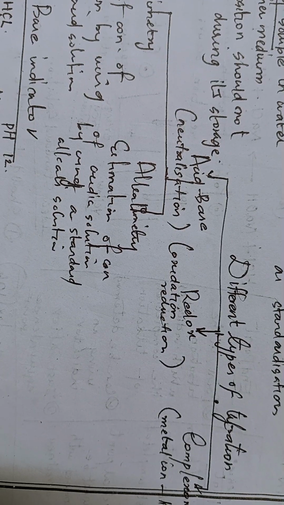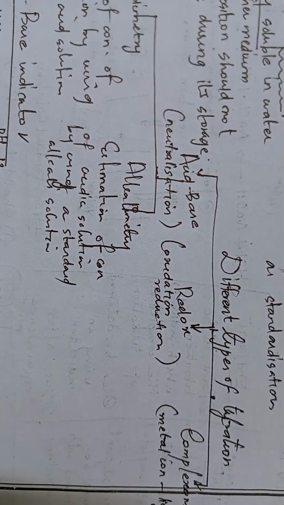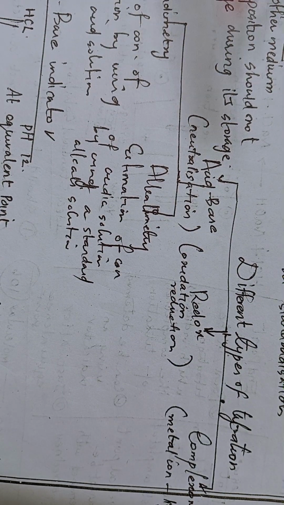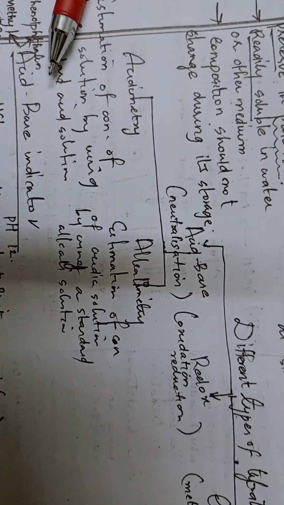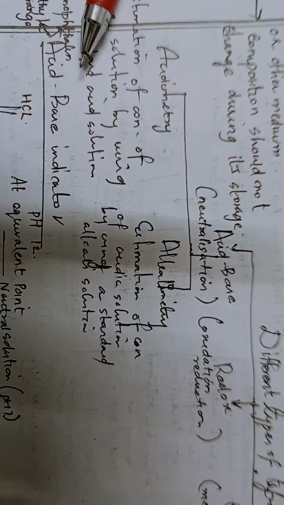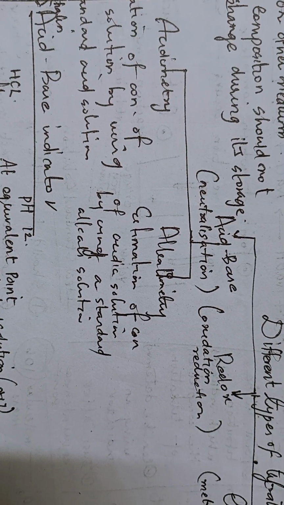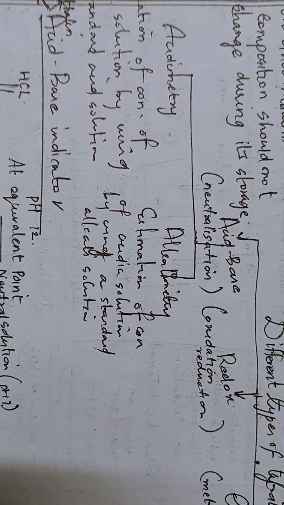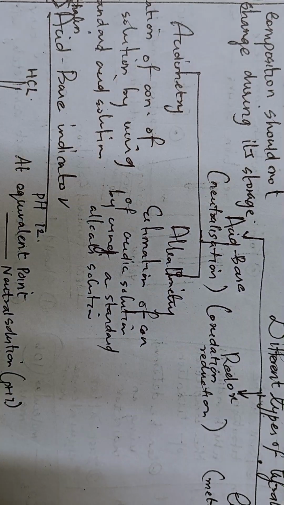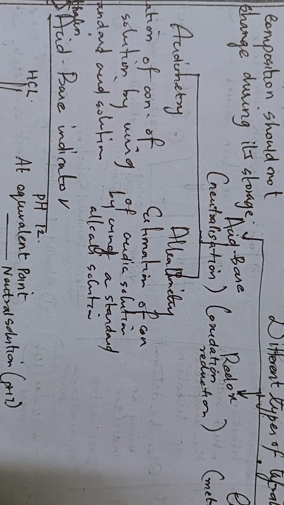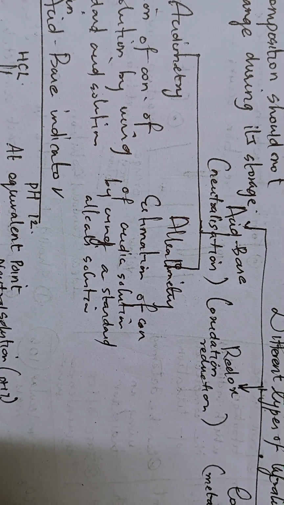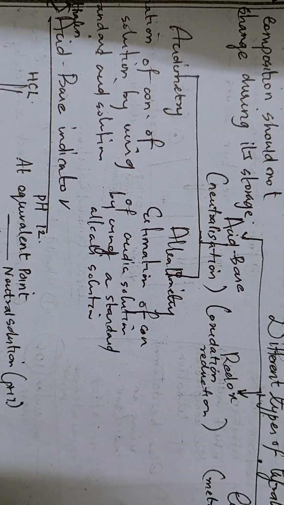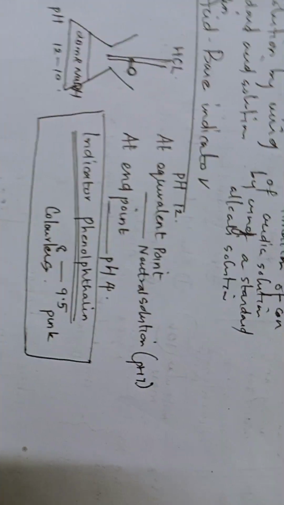So what is neutralization titration or acid base titration? We will discuss that first. Coming to neutralization titration, we have acidimetry and alkalimetry. So what is acidimetry and what is alkalimetry? Acidimetry means here the standard solution is acid. In alkalimetry, the standard solution is alkali. So in alkalimetry, taking alkali as a standard solution, we determine the estimation of acidic solution. That is what alkalimetry and acidimetry is.